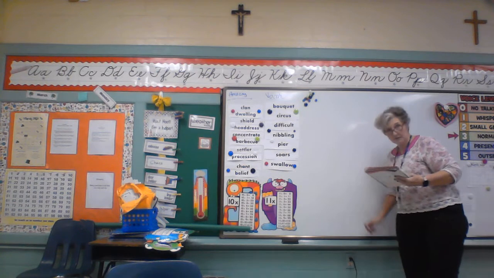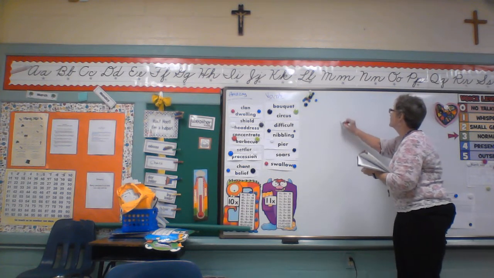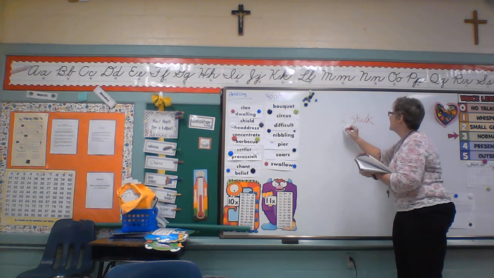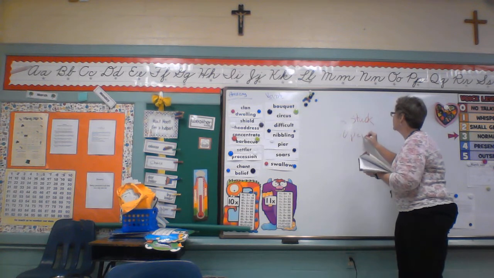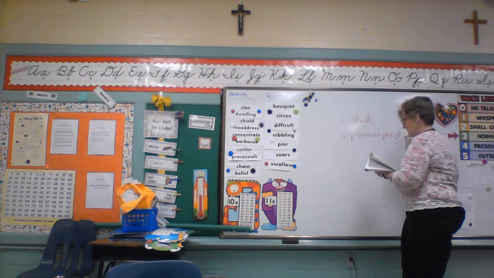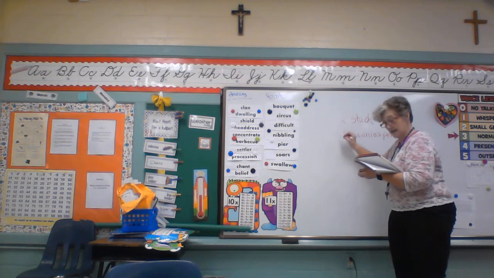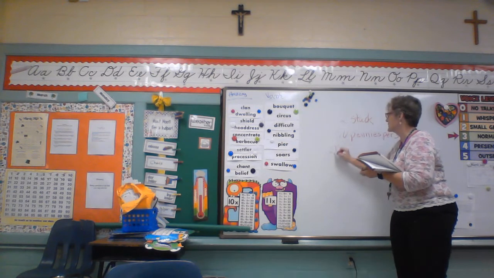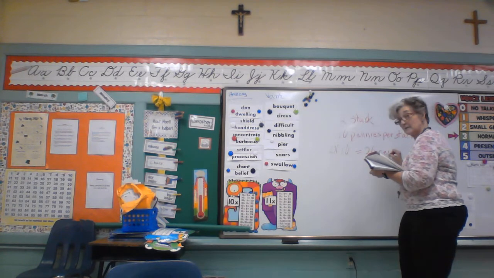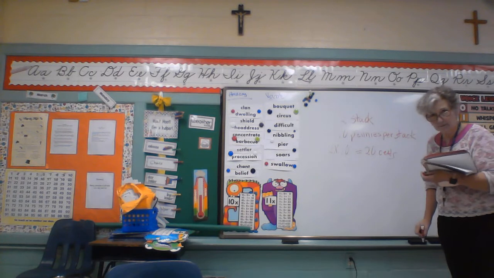that you have 2 stacks of pennies, and each stack has 10 pennies in a stack. So you have 2 stacks times 10 pennies. 2 times 10 equals 20 cents. Okay, I hope you can read that.